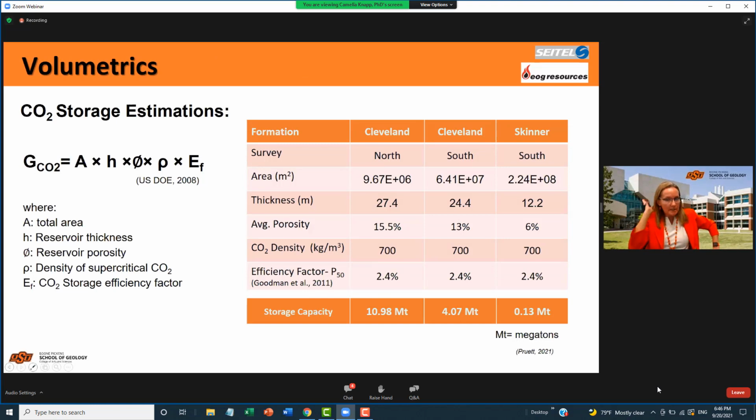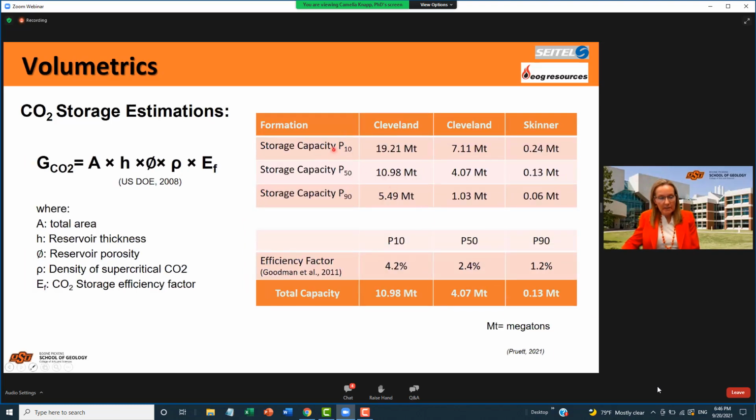And here are some of the volumetrics calculated for Cleveland and Skinner. We only did Skinner for the southern survey. These are north and southern surveys for the Cleveland. With an efficiency factor, again, we didn't have the numbers. We took numbers based on lithology, based on this paper by Goodman et al., 2011. So these are some volumetrics, and these are in megatons. Now taking the efficiency factor, from P10 to P90, these are potential volumetrics for our study area.